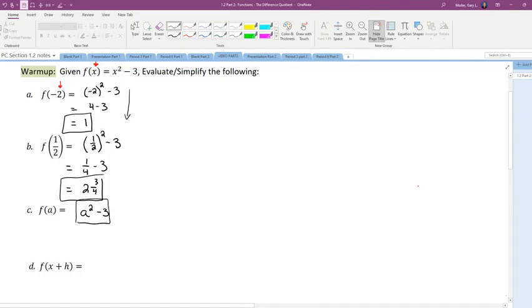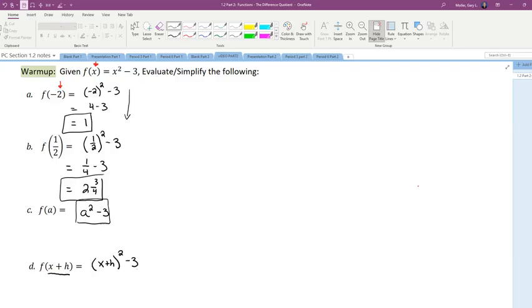And then we want to do the next one here. So we're going to plug in, just like we did in the first three, we're going to plug this thing right here in for x. In this case, there's multiple terms. And so we get the statement, x plus h squared minus 3. So very simple. However, I do also want you to simplify this.